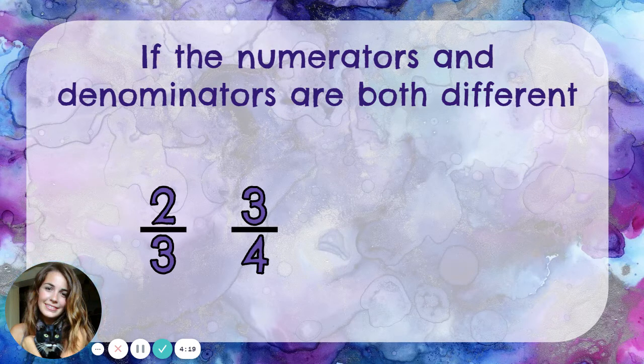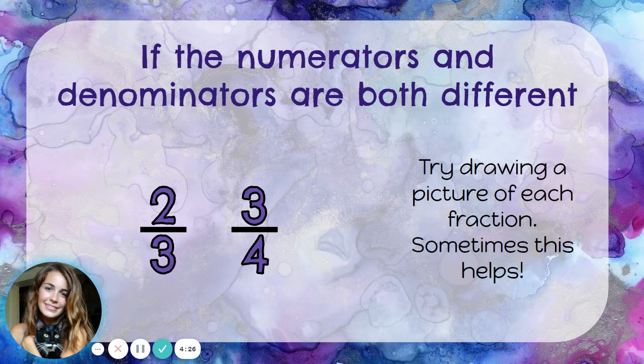Another strategy you can try if the numerators and denominators are both different, like 2/3 and 3/4, you can always try drawing a picture of each fraction. Sometimes this helps, but when you draw fractions, you have to be very neat and exact. If your drawing is messy, you won't really be able to use it to help you. It might even lead you to the wrong answer.